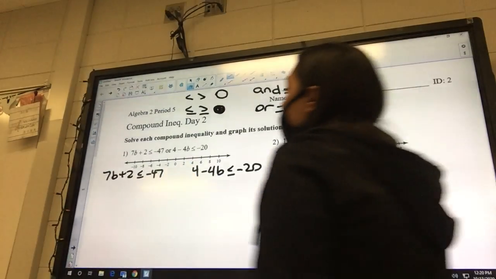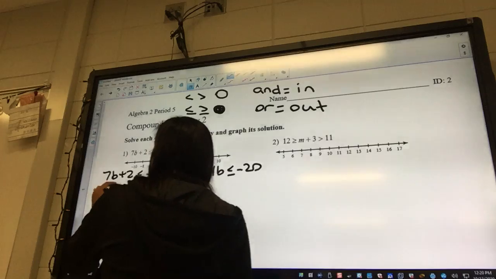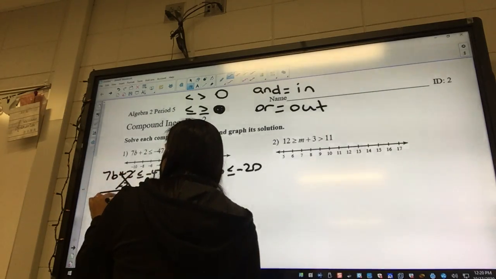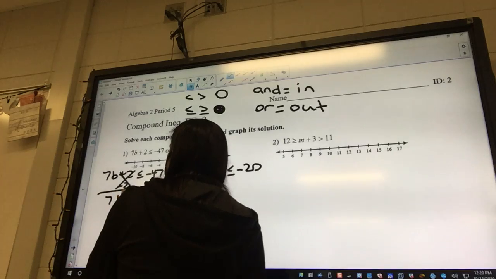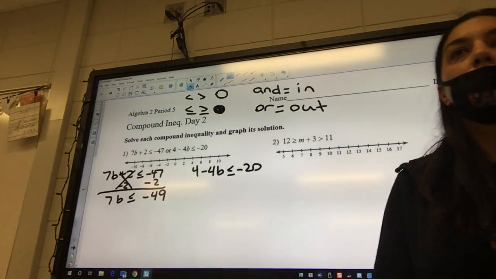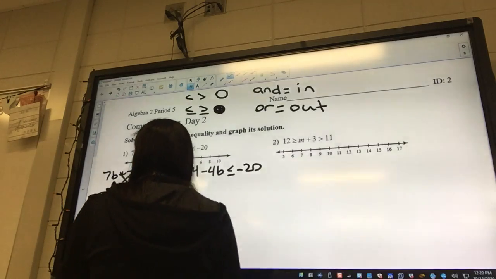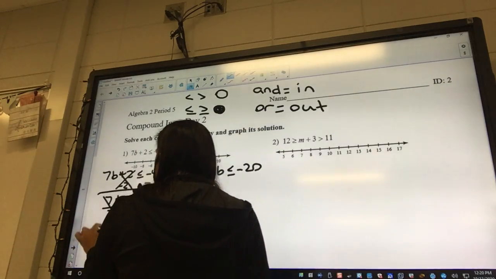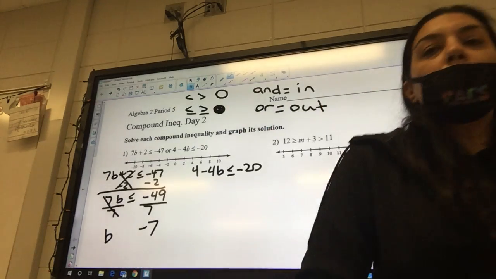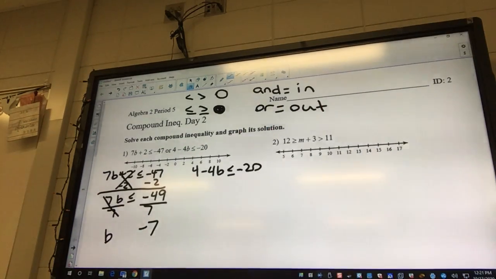Okay, so what do I move first? The 2. Minus 2 on both sides. So I got 7b is less than or equal to negative 49. What's my last step always? Divide. Okay, do we need to flip our sign? No, because you didn't divide or multiply by a negative. My answer is negative 7. So how do I know if I need to flip the sign? Look at the denominator.